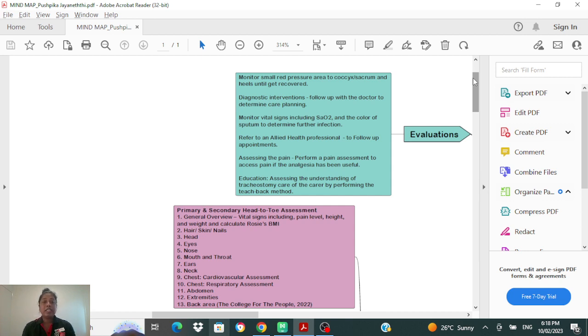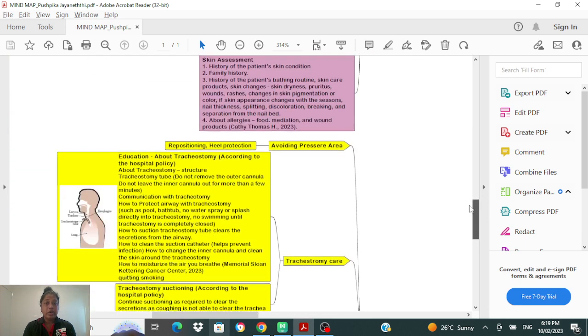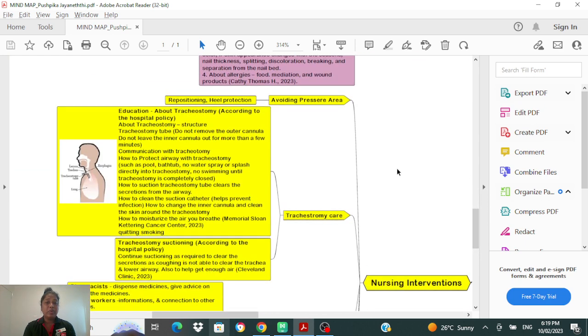And assessing the pain, perform a pain assessment to assess if the analgesia has been useful. Education, assessing the understanding of tracheostomy care and care of the carer by performing the teach-back method. Also in education here, I put quitting smoking, because it's not easy to educate someone who has smoked for 34 years. So we have to give her resources, just to make sure she's not making her diagnosis worse.